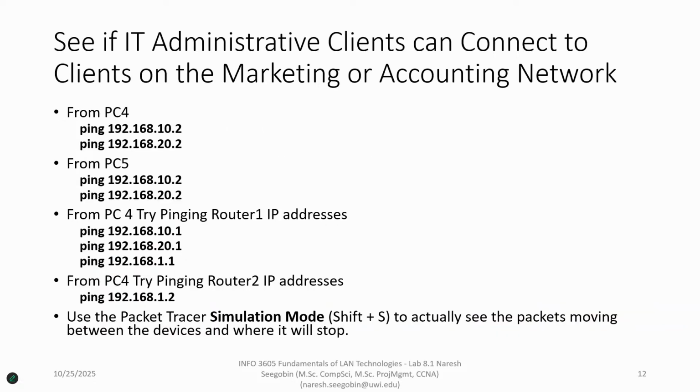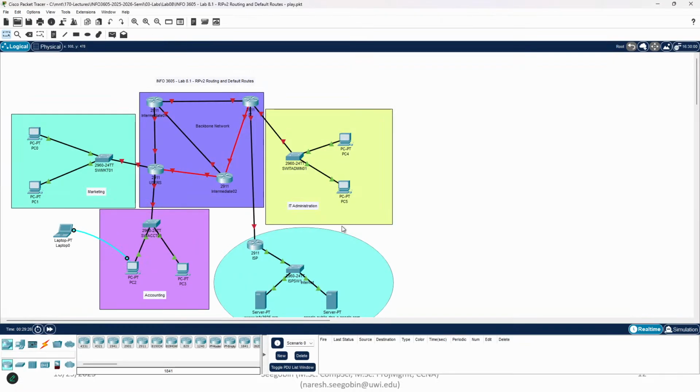Right, normal thing, see if administrative IT clients can connect to clients in the marketing or accounting network. So we're doing the same thing as we did with static routing. So we're going to IT administrative, and this is the Packet Tracer now. So we hit into the Packet Tracer. Right, so it's IT administrative. So from PC4, so that's here.